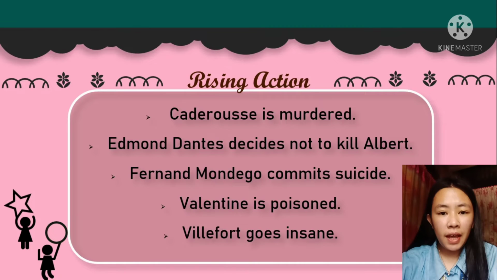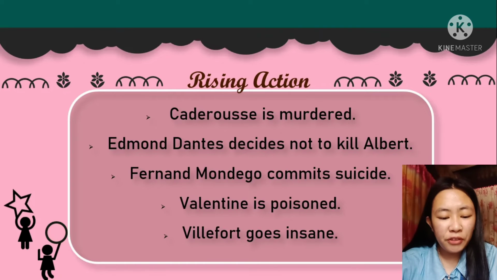So, Fernand Mondego commits suicide. Driven by the conviction that he is acting as the agent of Providence, Monte Cristo, as he is now known, sets out to punish his enemies. Fernand, after rising to the rank of general in the army, has become Comte de Morcerf.